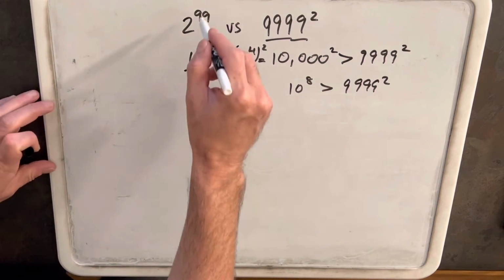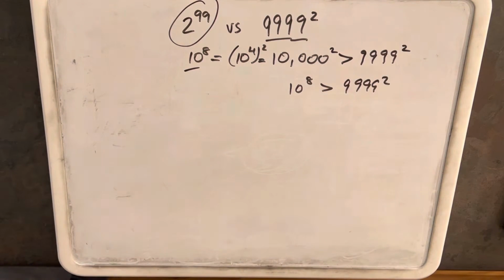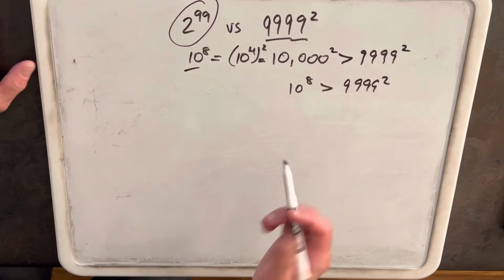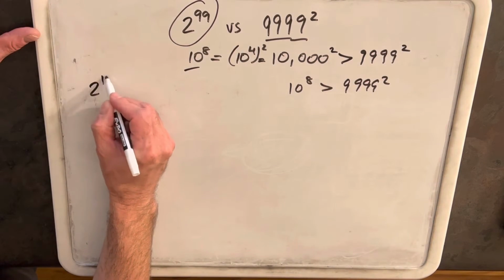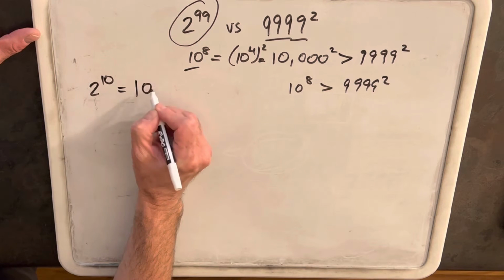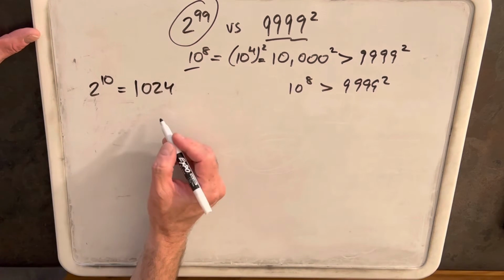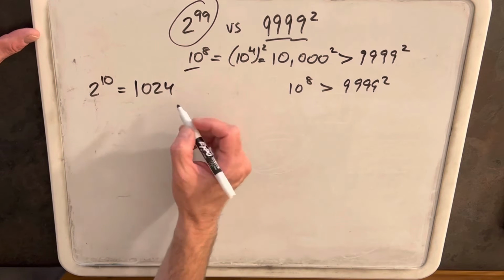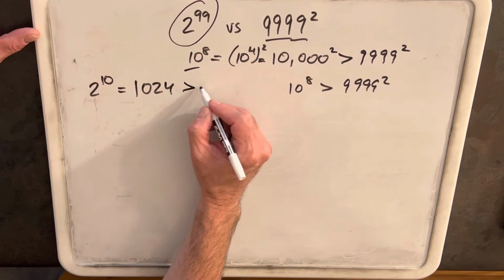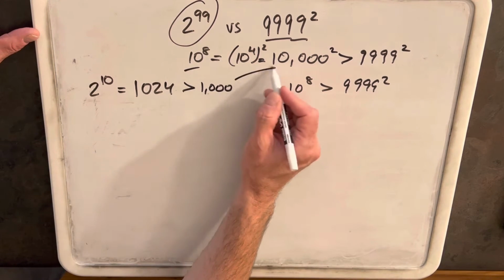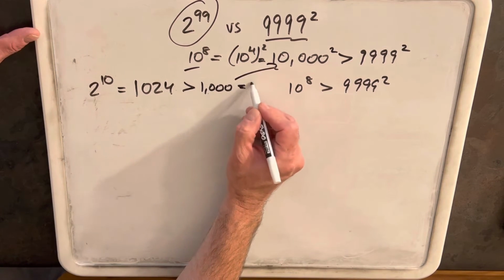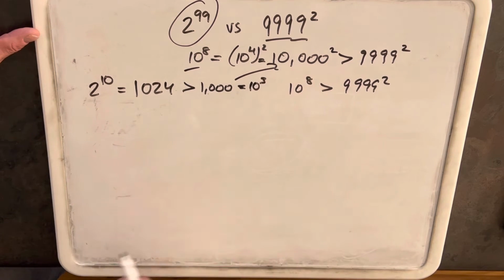Now next, let's look at our 2 to the 99th. We could go through all the powers of 2, but because we're dealing with something base 10, the thing that jumps to mind is we know that 2 to the 10th is equal to 1024. So let's use that, and we'll say that number is greater than 1,000. Unfortunately, it's not 10,000, so we can't quite equate to that. But this number is 10 cubed.